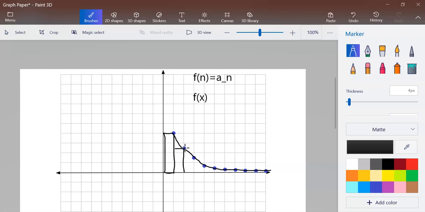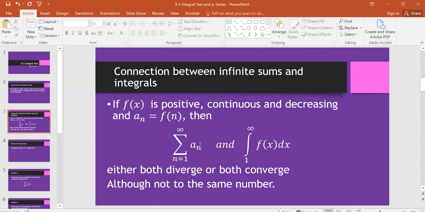This one has height about 2.5 and width of 1. Notice that the area under this rectangle and the area under that rectangle are the first term and the second term in my sequence. So when you sum up all of these rectangles, what you're actually getting is this infinite series here.